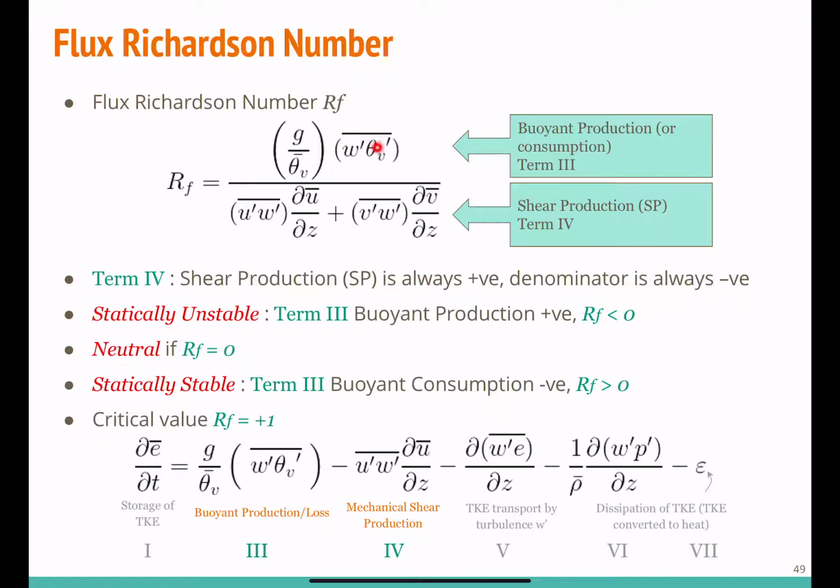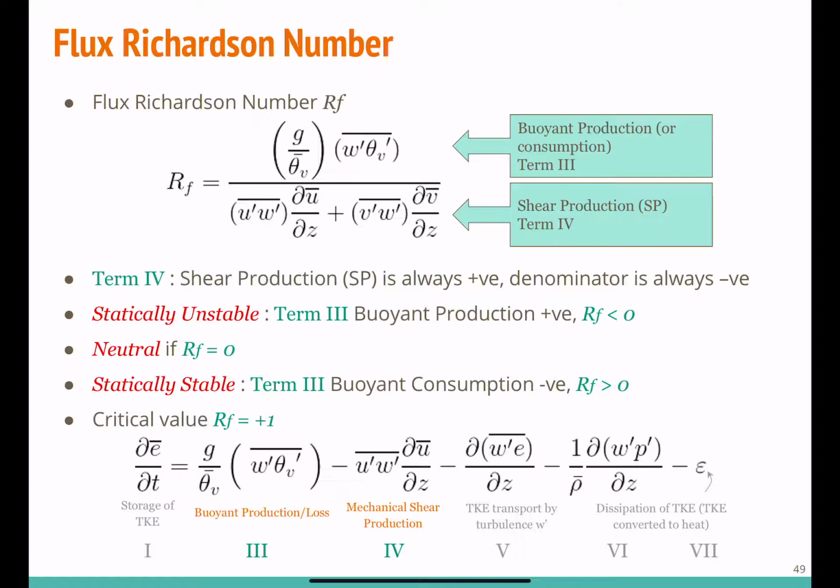If it's neutral, then there's no heat flux, then the term is zero. And when it's statically stable, the buoyant consumption is negative because we have negative heat flux. And the flux Richardson number will be positive because this is always negative. Okay, so the critical value 1 is telling us that the contribution from the buoyancy and the shear production is around the same. So these two terms are compared with each other because they are from the two main mechanisms of the turbulence generation.